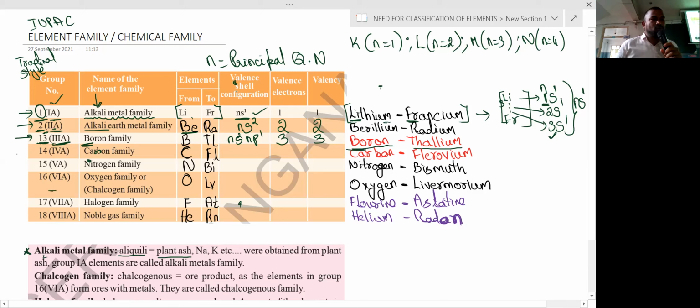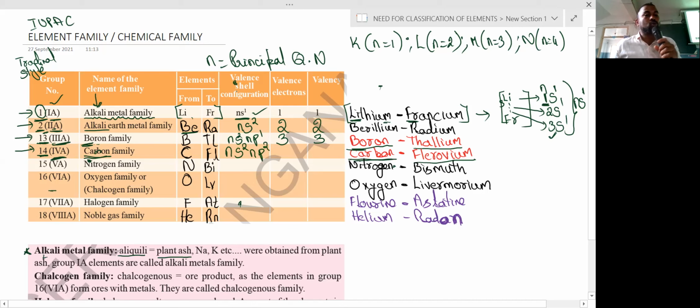Now, if you go for the fourth group, in the modern style we call it the 14th group, and in the traditional style, 4A. The name of the family is the carbon family. Can you guess why? The head of the family, the topmost member in the group, is carbon. Carbon is the first member, whereas we end the fourth group with flerovium. The pronunciation may differ, but the symbol is Fl. The general electronic configuration is ns2 np2.